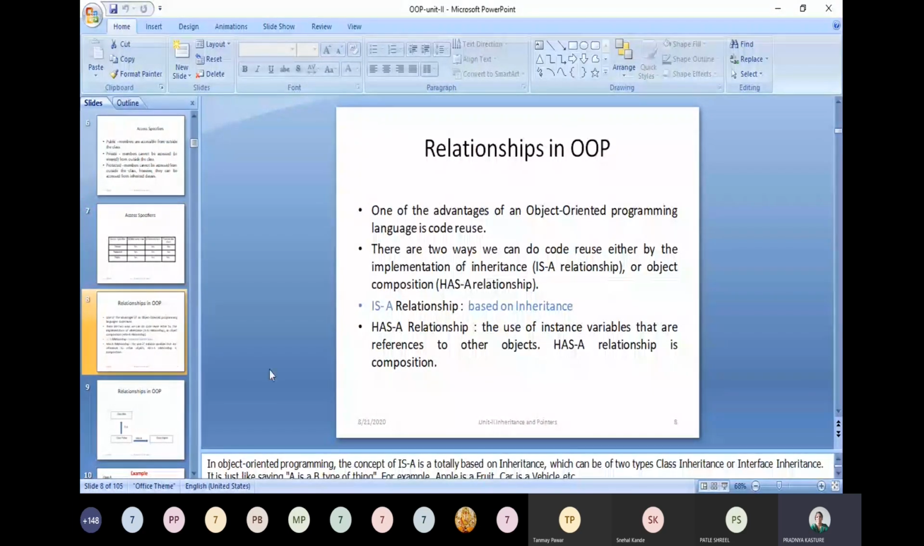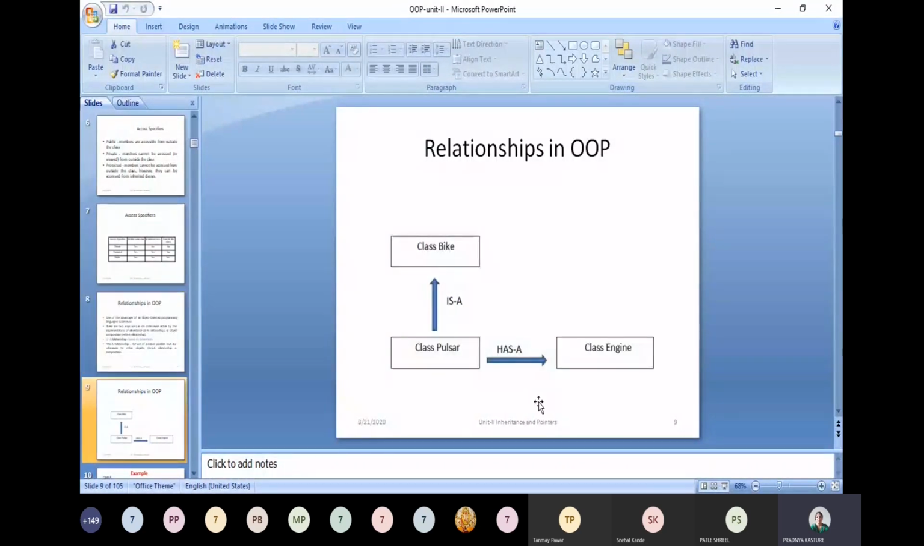Then how is the relationship in object oriented programming? One of the advantages of object oriented programming languages is code reusability. Reusability in terms of the whole class, not only a function, the whole class. There are two ways we can do this code reuse, either by implementation of inheritance or object composition. The is-a relationship is based on inheritance, and the has-a relationship is the use of instance variables that are references to other objects. So we can have the composition relationship in terms of this example.